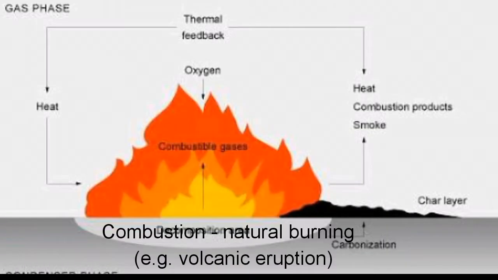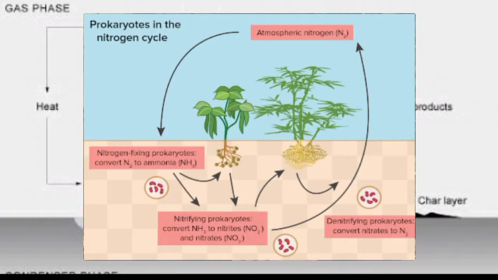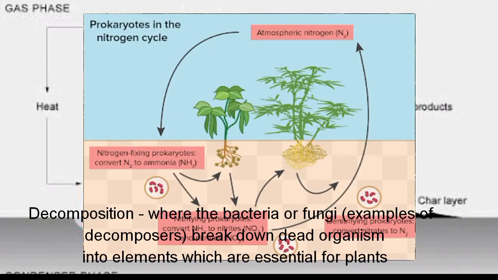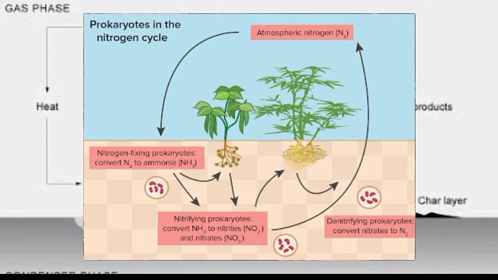Combustion, where the process of burning that occurs naturally, just like volcanic eruption, produces the carbon dioxide which is essential for the plants. And the last is decomposition, where decomposers such as bacteria and fungi help break down the dead organism into elements such as carbon, oxygen, and nitrogen, which are essential to plants and are absorbed again to do photosynthesis, and again and again.